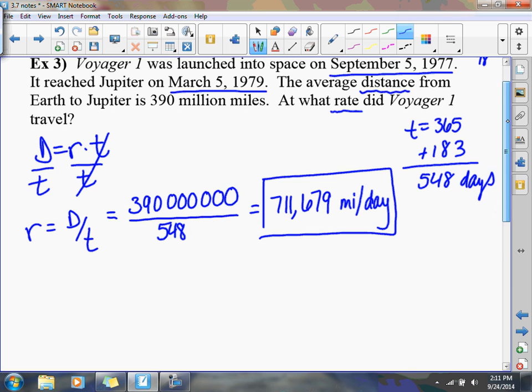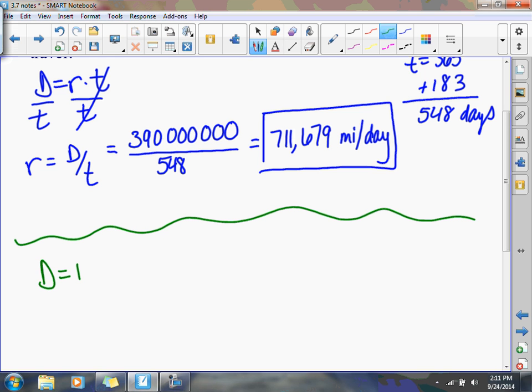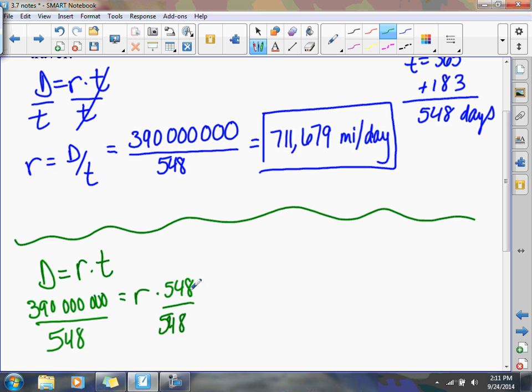Now, technically, the other way that you could solve this problem would be to use just distance equals rate times time and plug in your 390 million for your distance. We don't know our rate, but we are knowing what the time is. And then you would have to divide. So you could get the r by itself. And you would get the same answer.